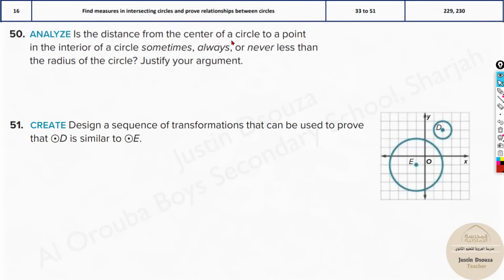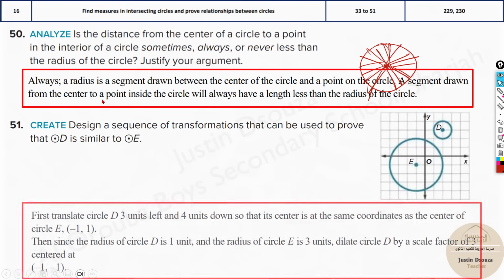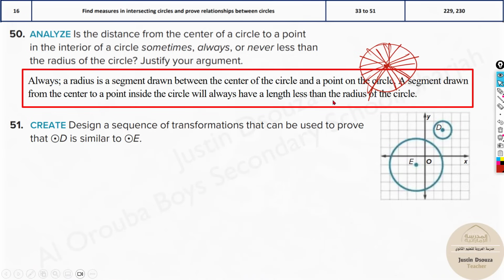Is the distance from the center of a circle to a point in the interior of a circle sometimes, always, or never less than the radius of the circle? Justify your argument. Now, the distance from the center to any point must always be a radius. Why? Because they're talking about from the center to any interior point. If I'm drawing a line from the center to any point on the circle, it's always a radius. It is not sometimes or never, it's always a radius. That is the answer, okay? Because that's wrong over here, they have explained.